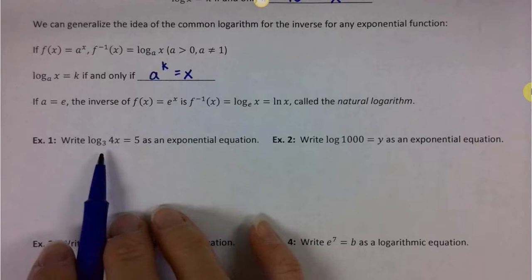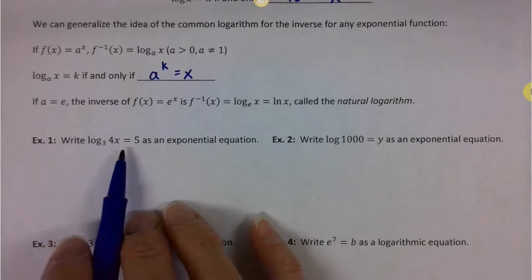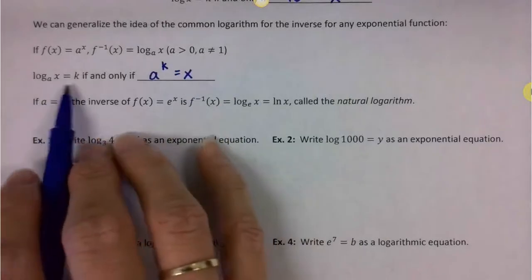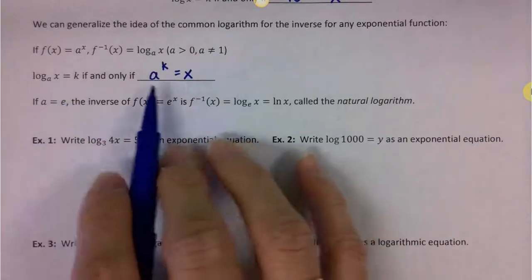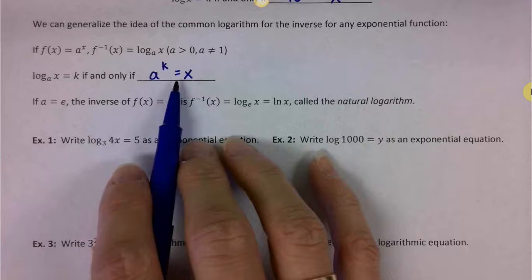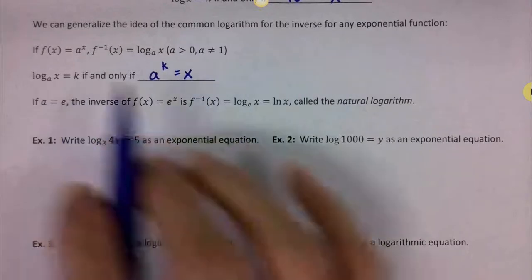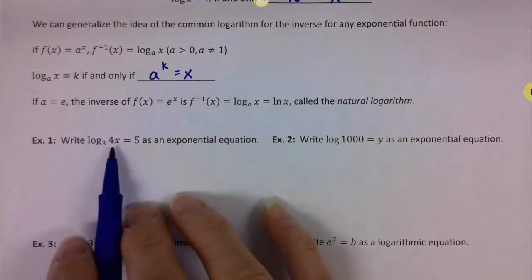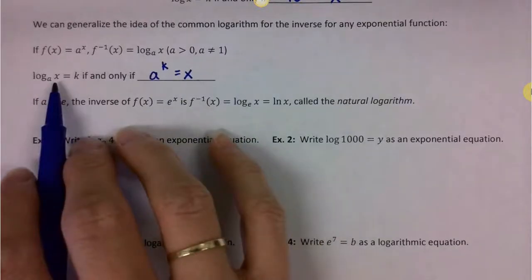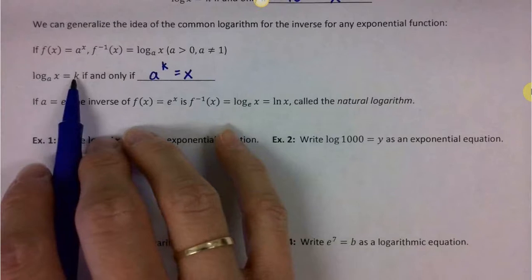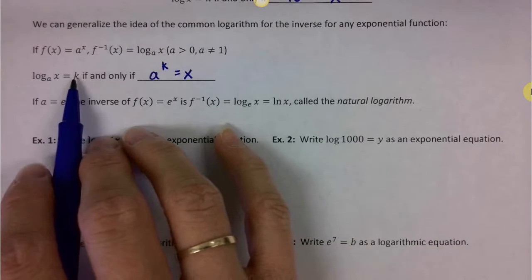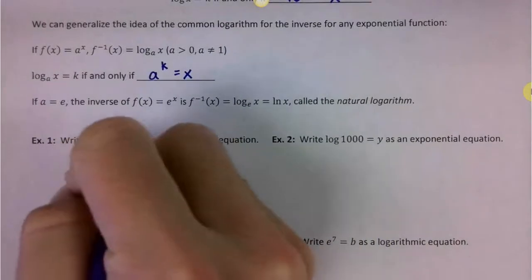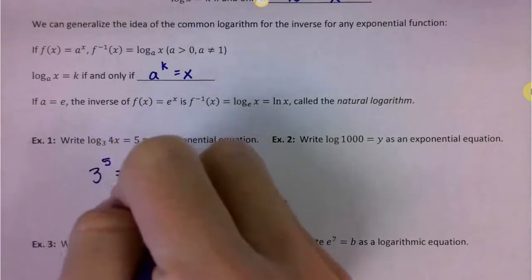So if we're given the equation log base 3 of 4x is equal to 5, we're comparing this to what we have here to rewrite it so that it looks like an exponential equation. So comparing these two things, you see that the 3 is in place of the a, the 4x is in place of this x, and the 5 is in place of the k. So when we put all those things in their appropriate place in this expression, we end up with 3 to the 5 is equal to 4x.